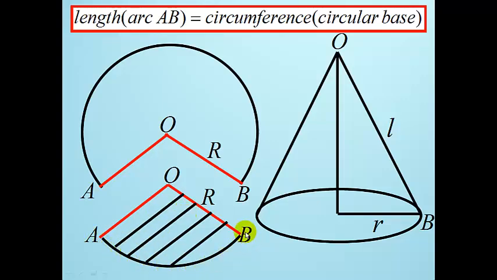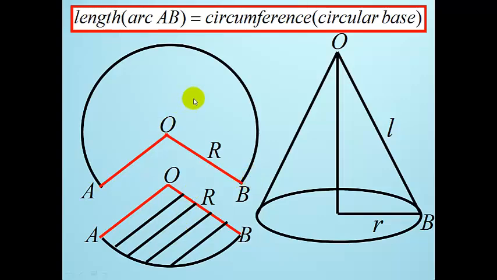AB is an arc, and that arc is a minor arc because this is the minor sector. The same AB from the major sector is an arc, but that is the length of an arc of the major sector. So AB here is a minor arc, and AB from here is the major arc, because we have the minor sector and the major sector.